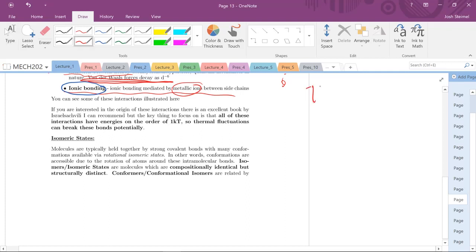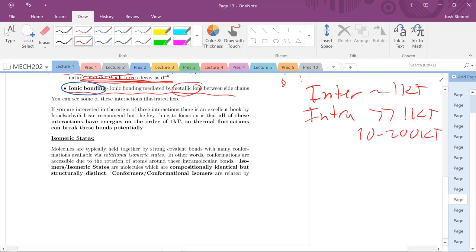Remember, just briefly, intermolecular interactions are around 1 kT, dynamic, breakable, can be broken at room temperature. Intramolecular bonds are much, much greater, usually around 10 to 200 kT. So this is what makes soft matter, polymers, biomaterials, proteins, all those things unique. These weak but really important dynamical bonds can be broken and reformed really dynamically, and it causes all those polymer fluctuations and everything that's unique and fun about studying polymers.